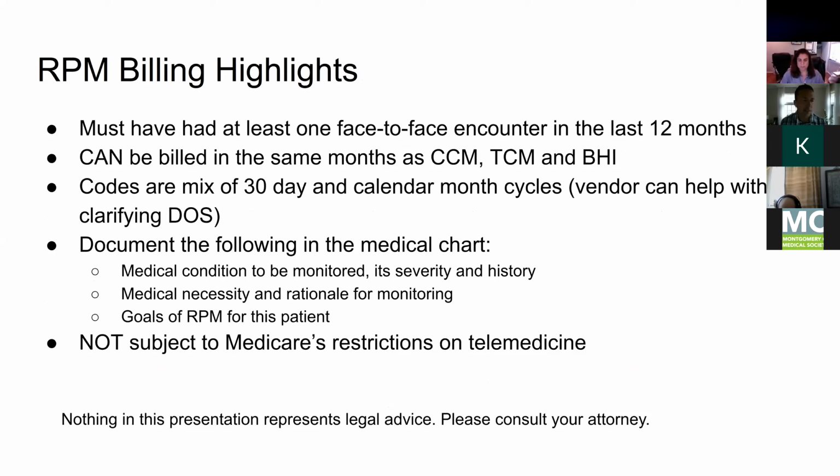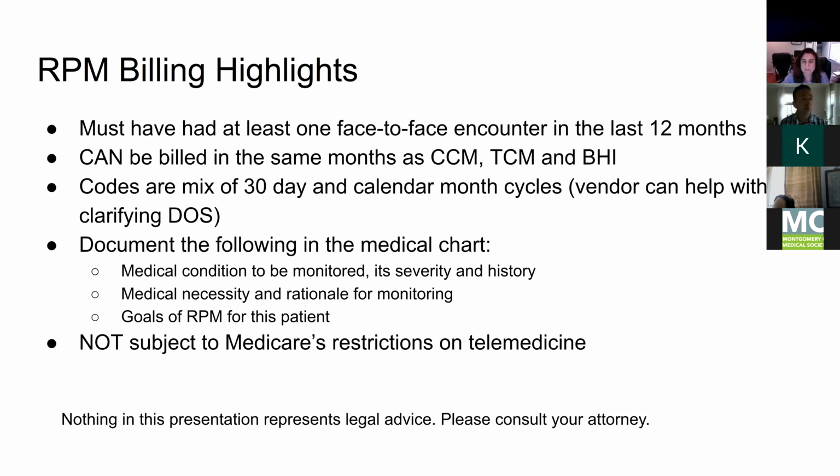RPM can be billed, as Amy said, in the same months as CCM, TCM, and DHI. So this is additive to those. The codes are a mix of 30-day and calendar month cycles. So 99454 is a 30-day cycle, and the other two codes, 457 and 458, are calendar month cycles. But a good vendor can actually help clarify this for you so that you never have to think about it. For example, my company will give you a billing spreadsheet each month that tells you exactly which code to apply with which date of service so that your team doesn't have to stress about that.